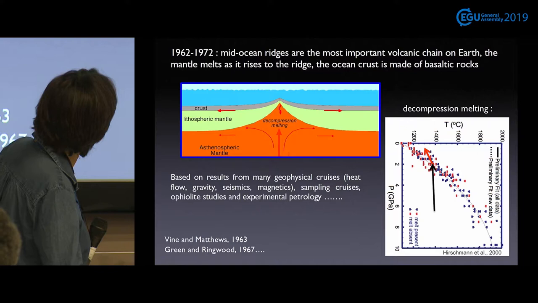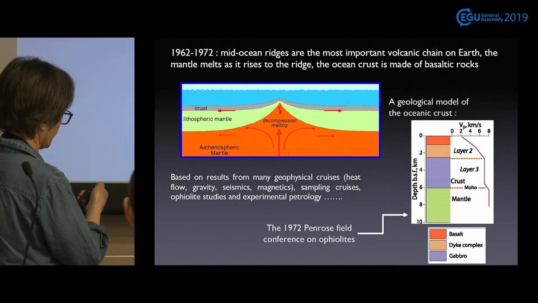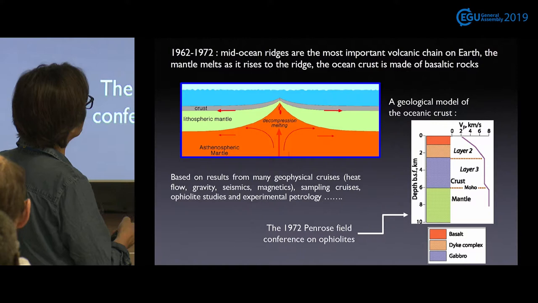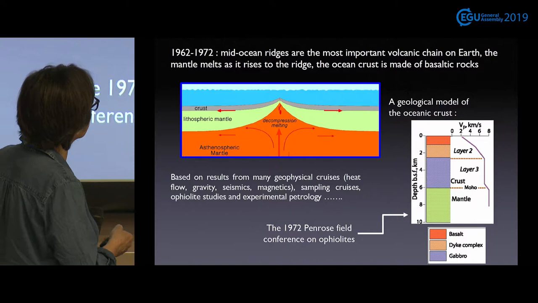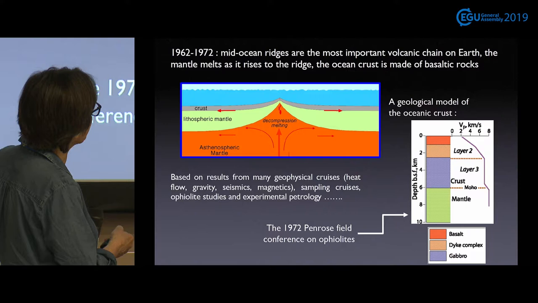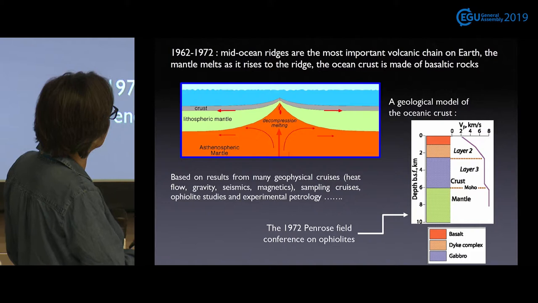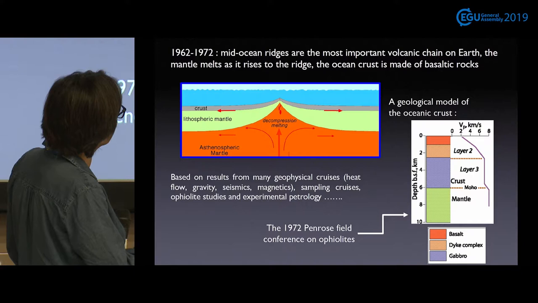Then at about the same time, at the beginning of the 70s, there was also, from all of that, a geological model proposed for the oceanic crust. So the first thing that was discovered was the crust geophysically, and it was discovered by the fact that it had slower P wave velocities than the mantle. So the mantle has 8 kilometers per second, and the crust has less than that. And it was also shown that it had several layers, etc.